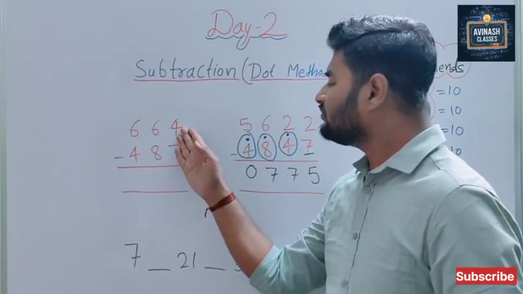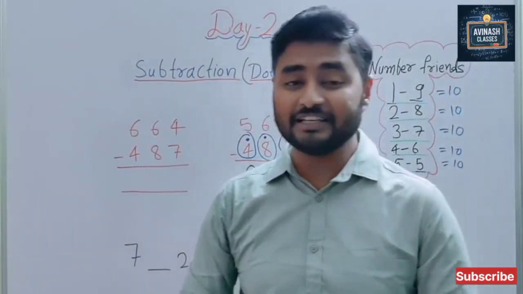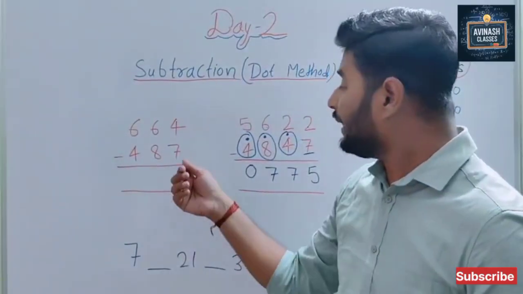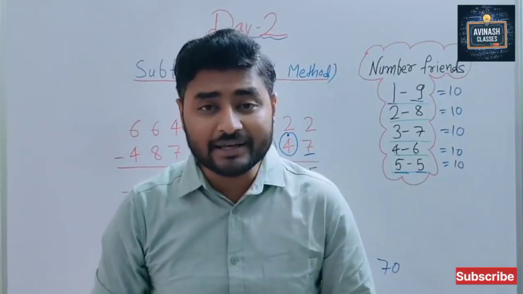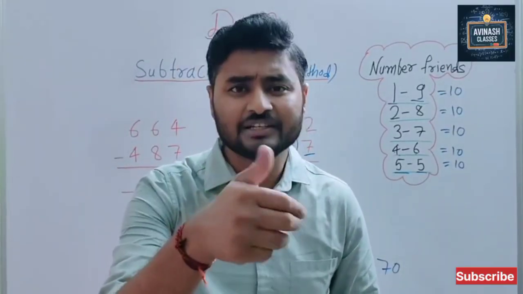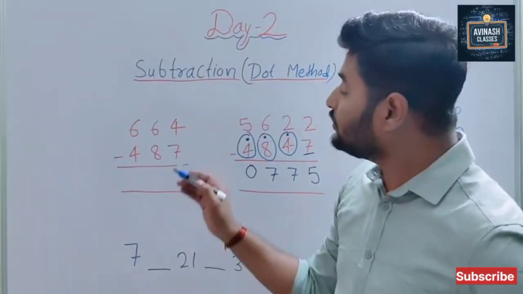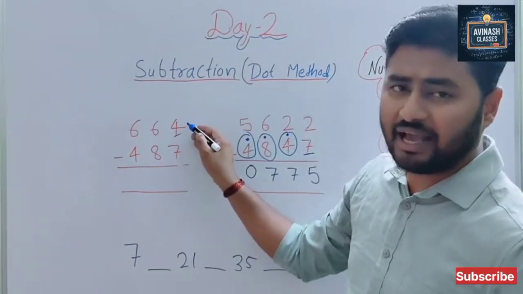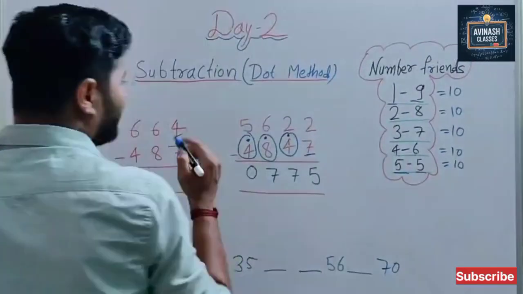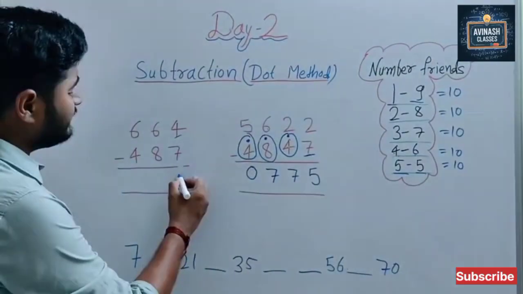So now here 4 minus 7. Is this possible? No sir, this is not possible. So we have to find the friend of 7. So now tell me, who is the friend of 7? 3. Yes. So the friend of 7 is 3. So in 3 what we have to do? Here we have to add. So no need to write here, write add 3. Simple. 4 plus 3, keep in mind 4 plus 3, that is 7.